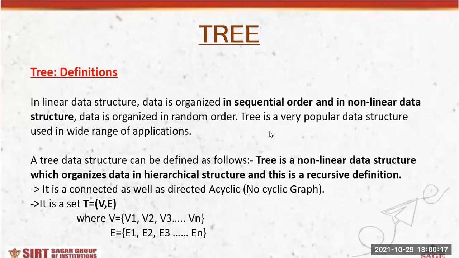So trees, we have seen what trees are basically in the previous class. So this is a non-linear data structure which organizes the data in a hierarchical structure basically. Okay. So it is a combination of vertices and edges. Okay. And basically it is a non-cyclic graph.